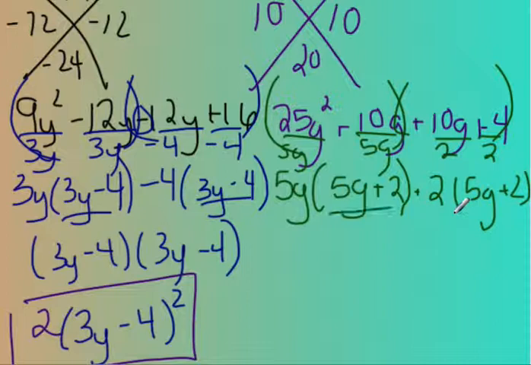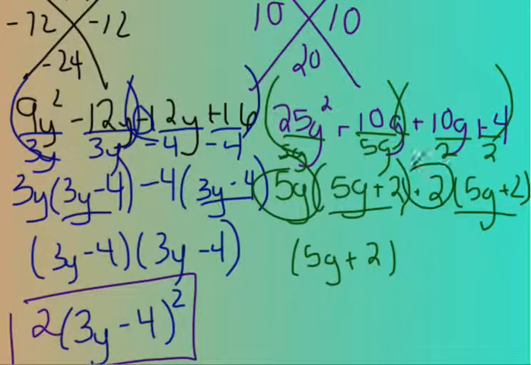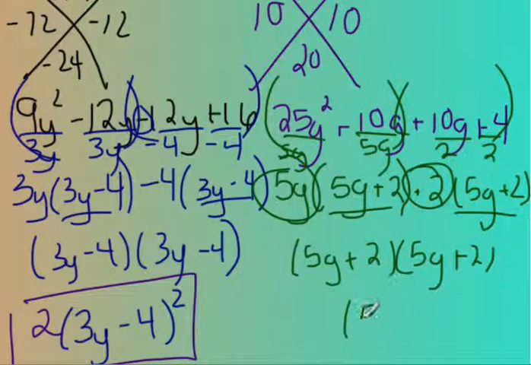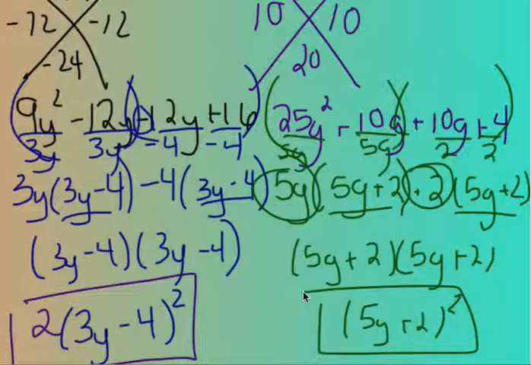So here I notice that my leftovers match, so I can go ahead and take those out. And then once I've taken those out, I can write what's on the outside, which is 5g plus 2. Again, I have the same parenthesis twice, so I can write it as 1 parenthesis squared. And that's my final answer.